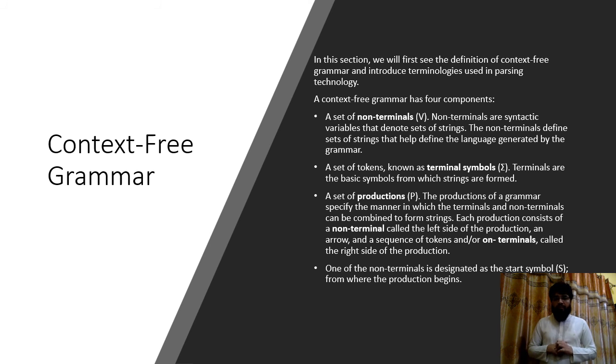A set of productions, a set of grammar rules specifying the manner in which the terminals and non-terminals can be combined to form strings. Each production consists of a non-terminal called the left side of the production, an arrow, and a sequence of tokens and non-terminals called the right side of the production.